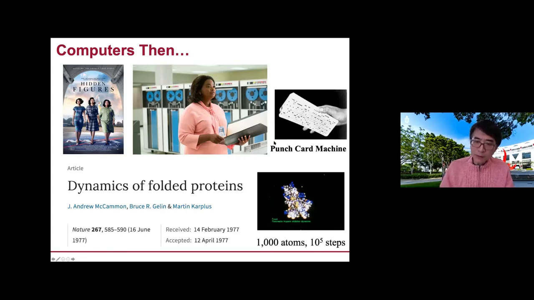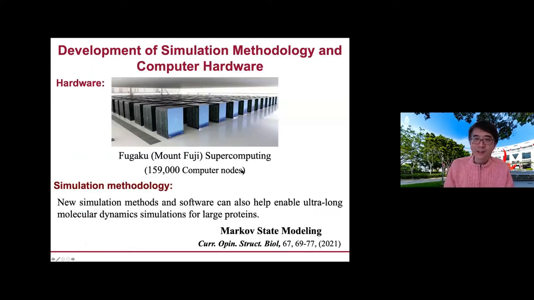In that time, using this type of punch card machine, people started thinking about doing computer simulation of proteins. And this is the first simulation of a protein, back in the 1970s. It simulated a protein consisting of 1,000 atoms for 10 to the fifth steps. So this is a movie I showed you in one of the previous slides. What can we do nowadays? You cannot imagine how much computing power has improved since the 1960s. So this year, 2021, the world's fastest computer is this one, the Fugaku computer, which is named after Mount Fuji. It is located in Kobe, Japan.